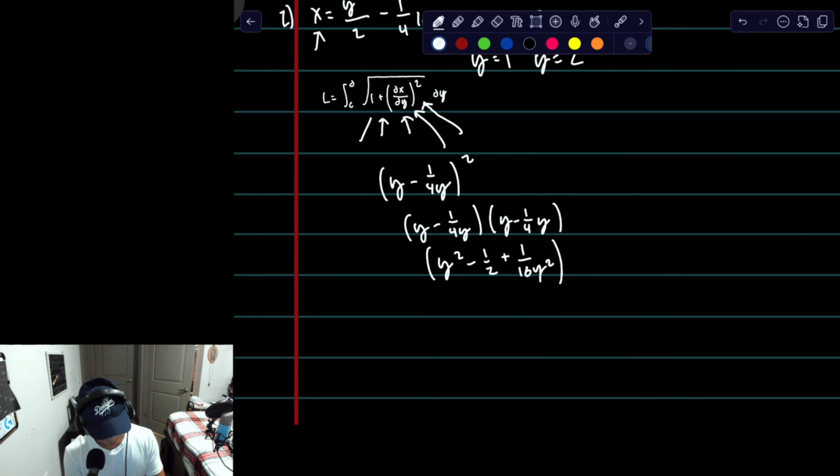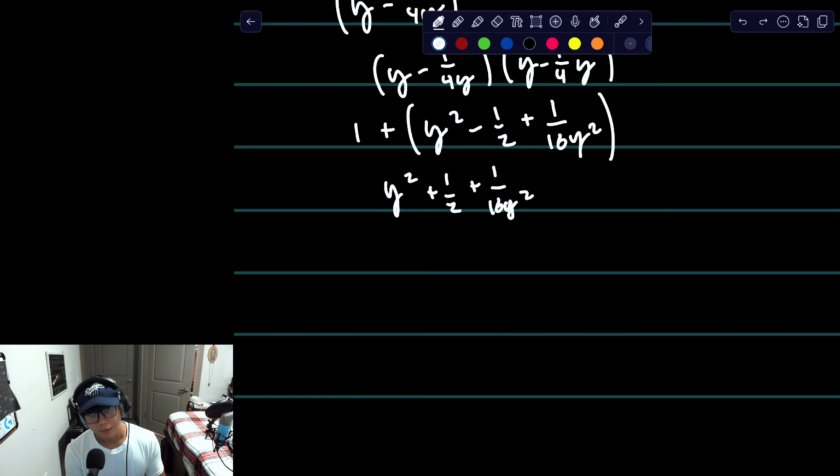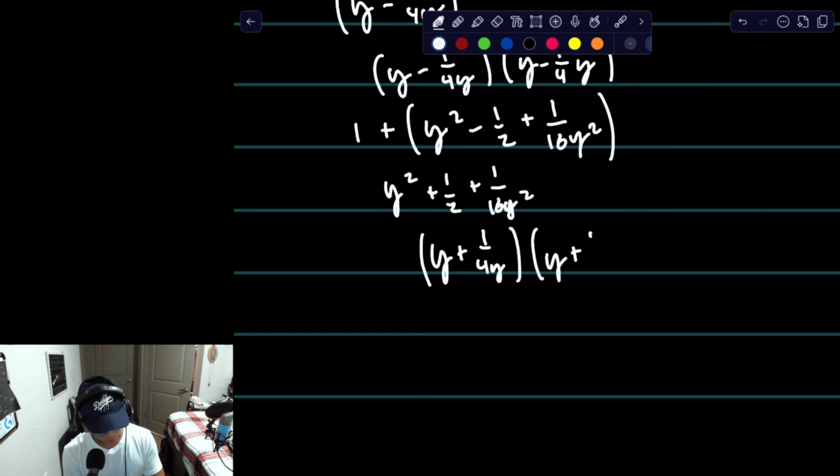So now we have to add this 1 over here. So 1 plus this inner function, which simply gets us y squared plus 1/2 plus 1 over 16y squared. Now to make things simple, you have to recognize that this is a perfect square because this is equivalent to y plus 1 over 4y times y plus 1 over 4y.